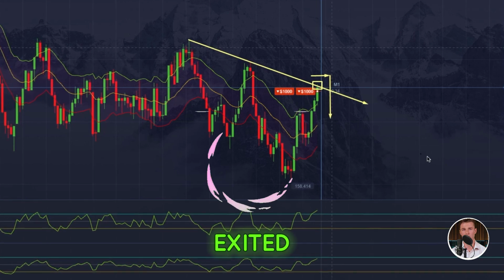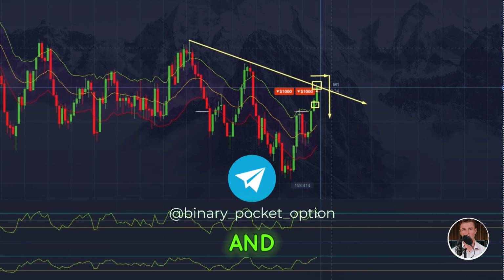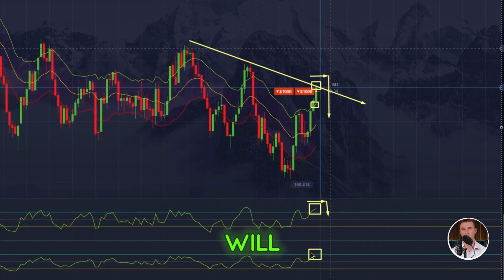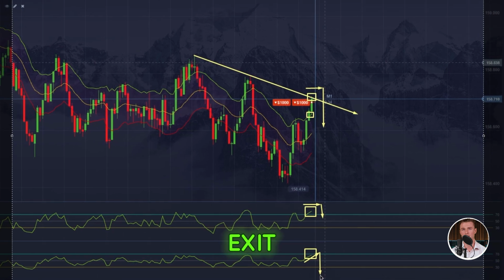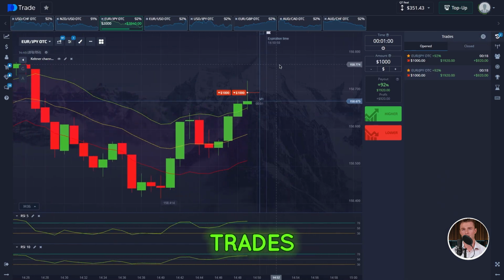As we have exited the channel movement, a new local maximum has formed, and our oscillator is also in the overbought area. We will expect a rebound and exit from this area. So let's keep an eye on the outcome of our closing trades.